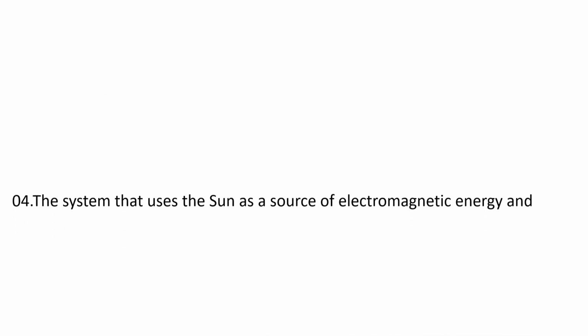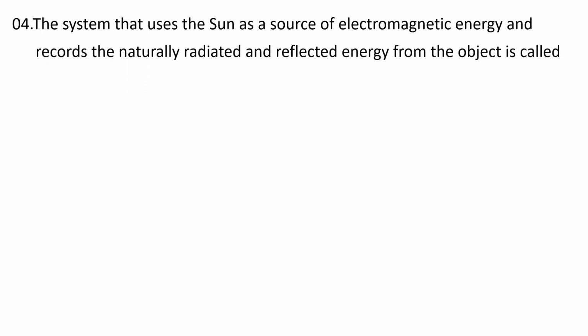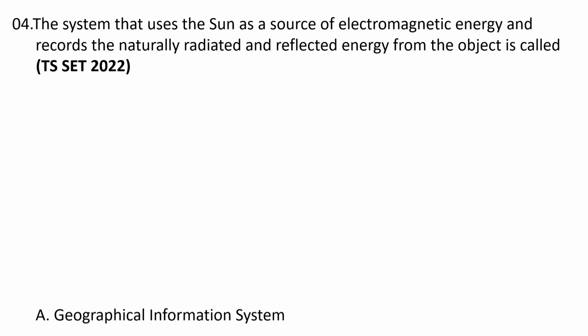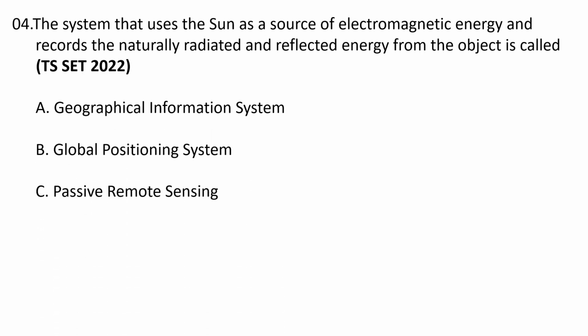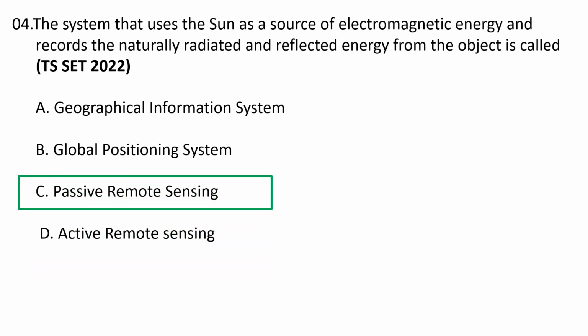Next question. The system that uses the sun as a source of electromagnetic energy and records the naturally radiated and reflected energy from the object is called A. Geographical information system. B. Global positioning system. C. Passive remote sensing. D. Active remote sensing. So the correct answer is passive remote sensing. Passive remote sensing basically is the study of the interaction between the light source and the earth surface features, in which every feature has a unique spectral response. So C is the correct answer.